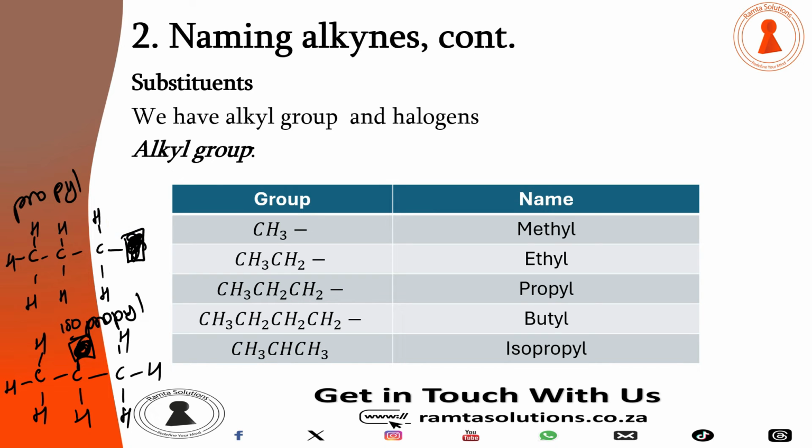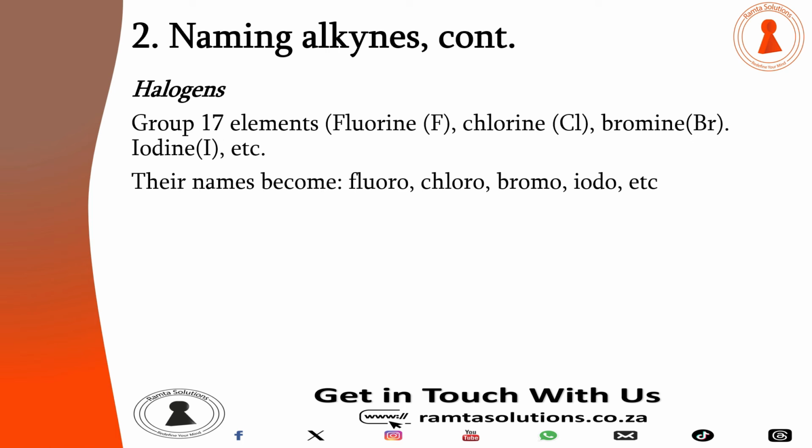All right, so this is what you need. And remember, with substituents, you also have halogens. I'm not going to focus more on them, but they are there. With halogens, the -ine ending just changes to -o. So fluorine becomes fluoro, chlorine becomes chloro, bromine becomes bromo, iodine becomes iodo. That's all you need to know.